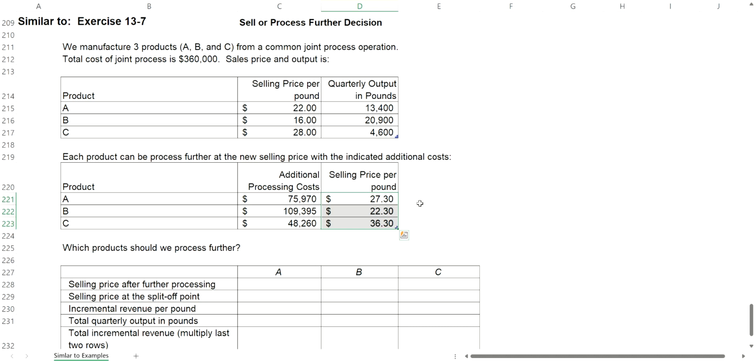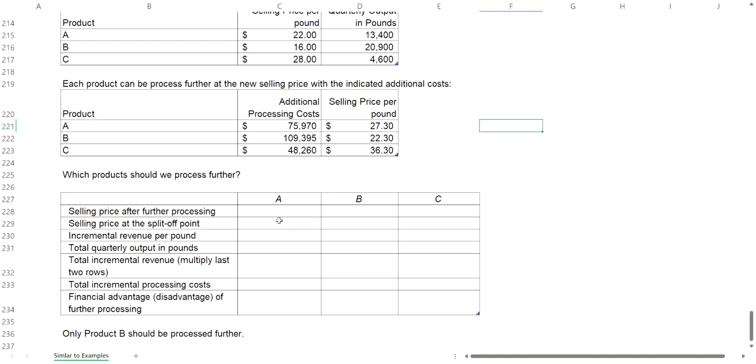Just like if you stained the kitchen cabinets, you'd be able to sell them for a higher price than if they were unstained. So now we are going to compare: should we sell them as is, like should I sell my kitchen cabinets unstained, or should I process them further and sell them that way? For example, should I stain the cabinets and sell them that way? Well, let's analyze for each product.